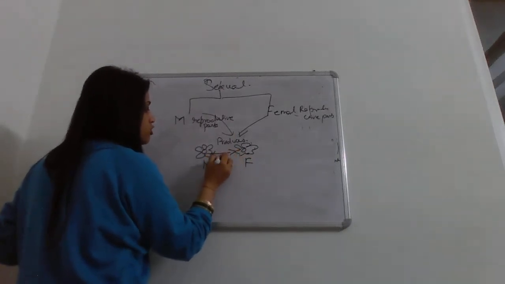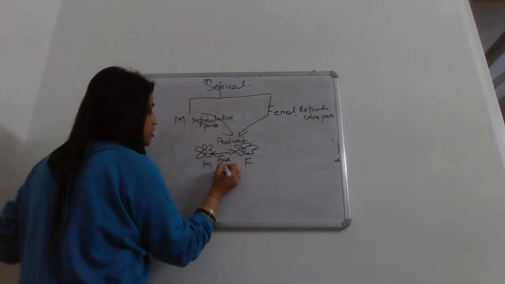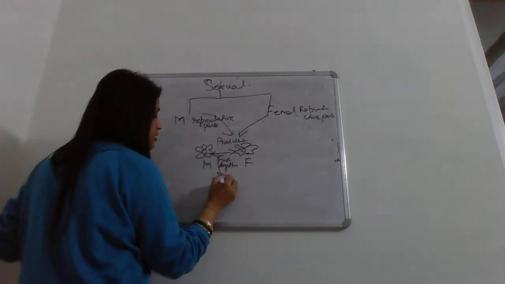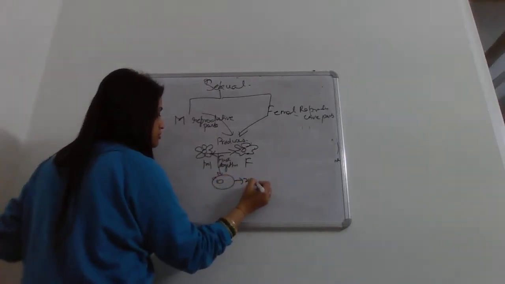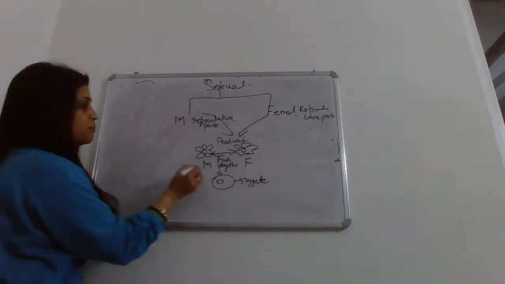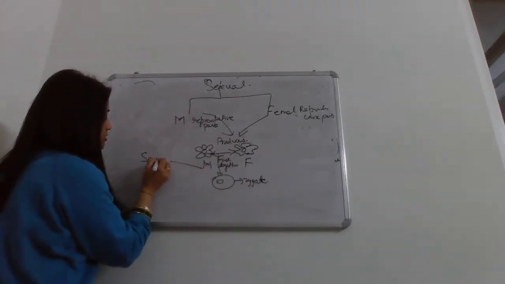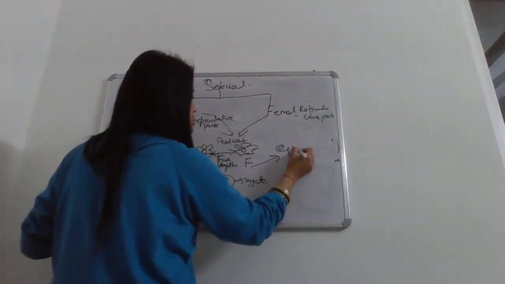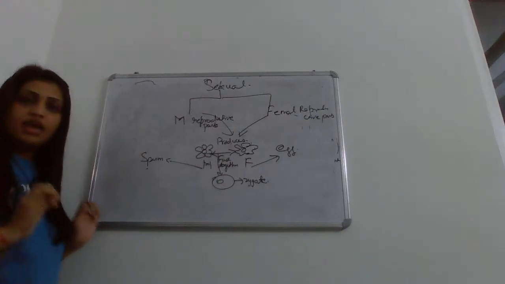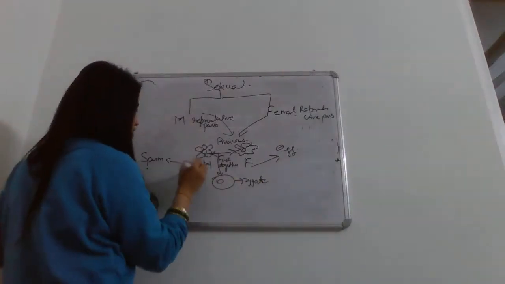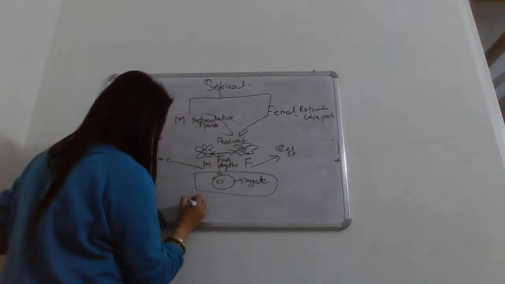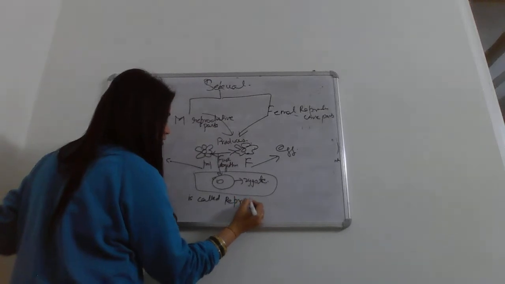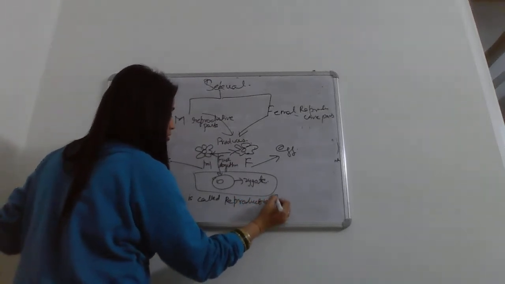When they fuse together, they form a zygote. Male produces sperm, whereas female produces egg. This is called gamete in male and female. The formation of this zygote is called the reproduction process.